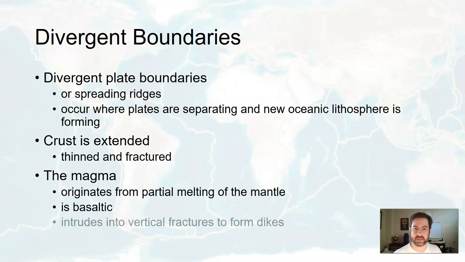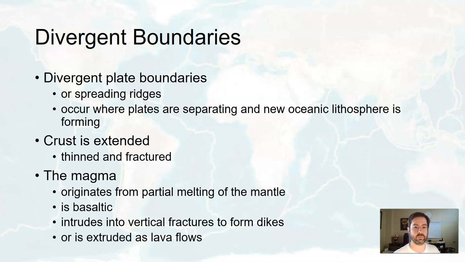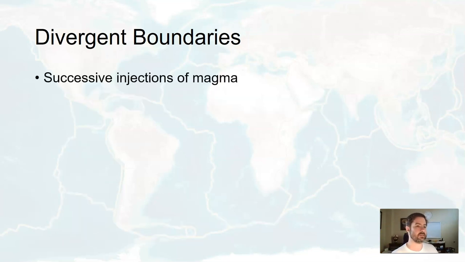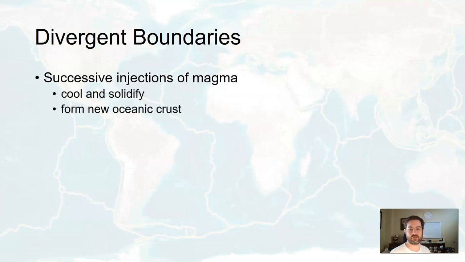This basaltic magma is very flowy and runny, and it can get into vertical fractures in and around the spreading ridges, and those are known as dikes. The cracks in rock that are filled by magma that cools are known as dikes if they're vertical, and sills if they're horizontal. Or this magma is extruded as lava flows onto the ocean floor. Divergent boundaries have successive injections of magma as plates continue to move apart. Something's got to fill in that gap, cools and solidifies, and forms new oceanic crust.